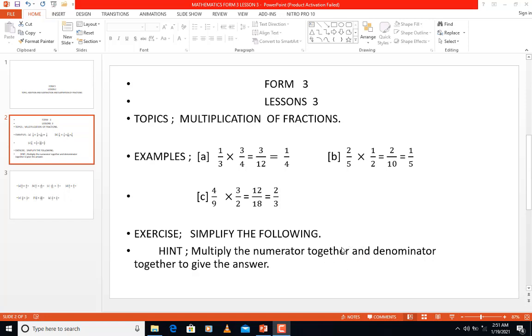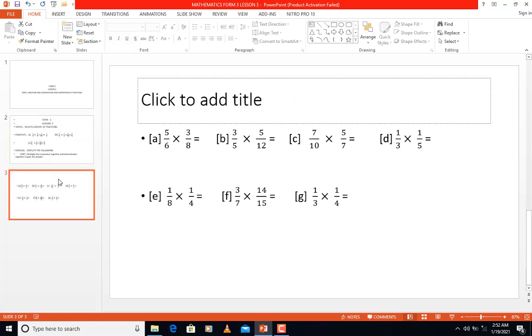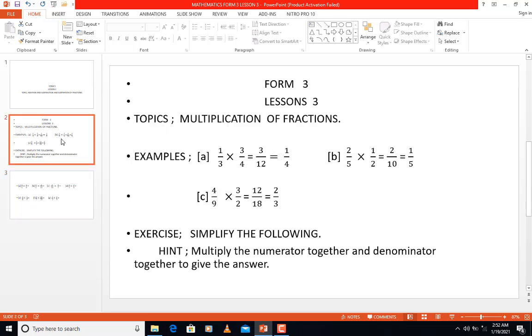Since in lesson 1 we discussed how to find the highest common factors of both the numerator and the denominator, you can use that concept to multiply. Now let's look at examples on how to multiply. How do we multiply this?